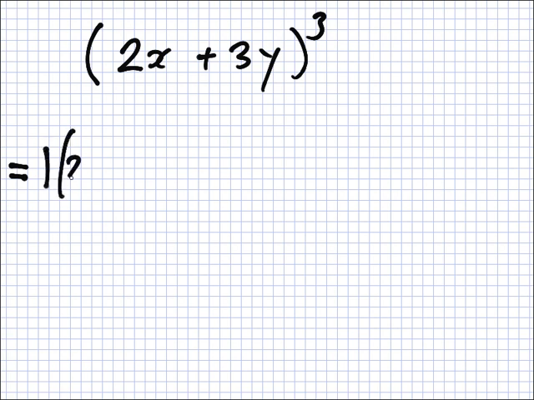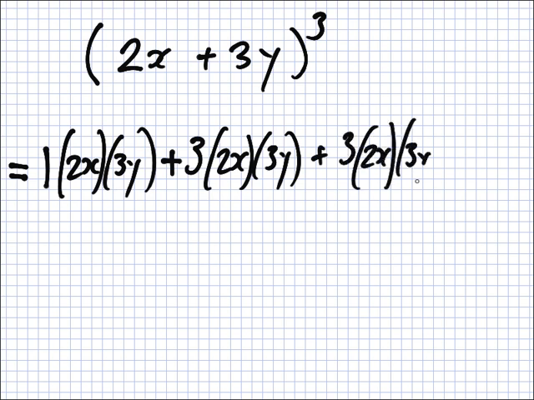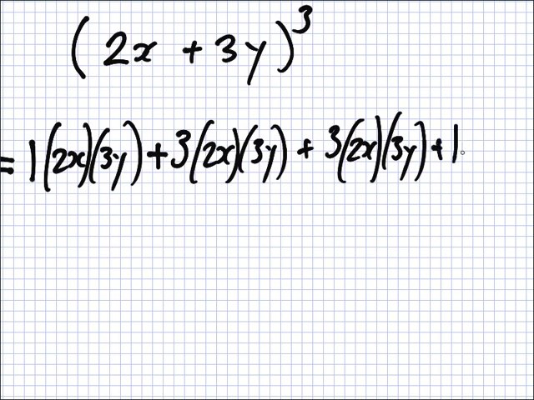Right, so let's do an example now where we have numbers. For example, 2x plus 3y cubed, we'll say. So, what row do we look at in Pascal's triangle? Row 3, third row. What's the first number? 1. And then you have to write down 2x, 3y. Next number? 3. 2x, 3y. Next number? 3. 2x, 3y. And then the last number? 1. 2x, 3y.